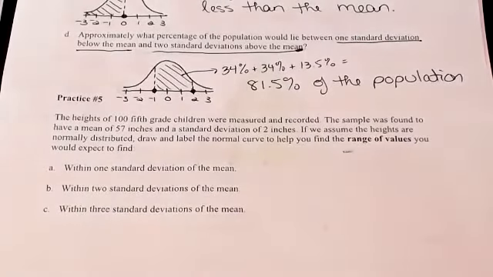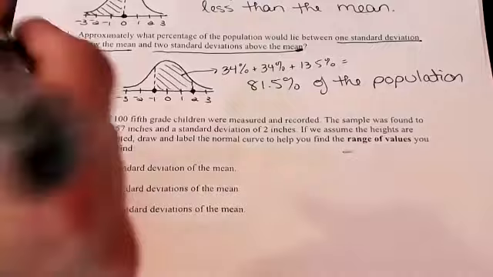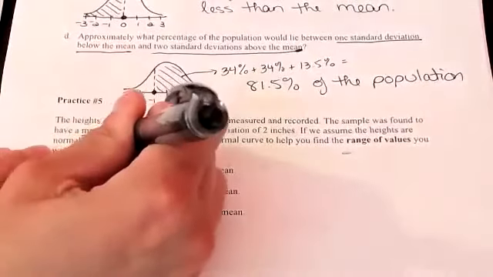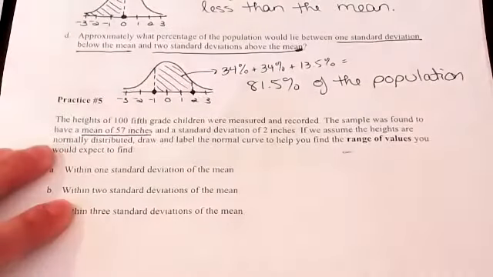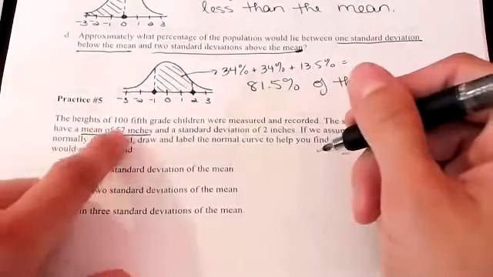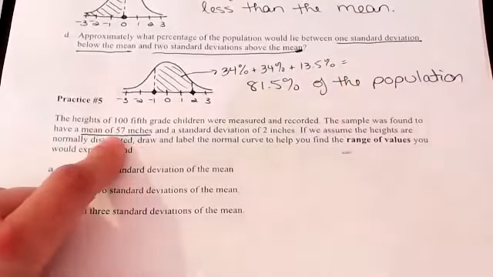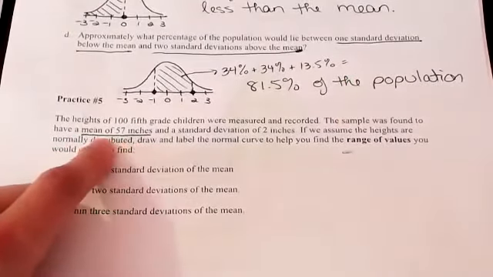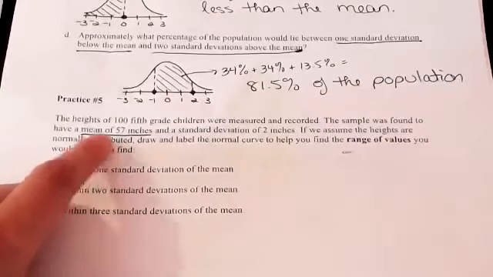So number 5, the heights of 105th grade children were measured and recorded. The sample was found to have a mean of 57 inches. I forgot, what was the notation for a sample mean? What's the sample mean notation?